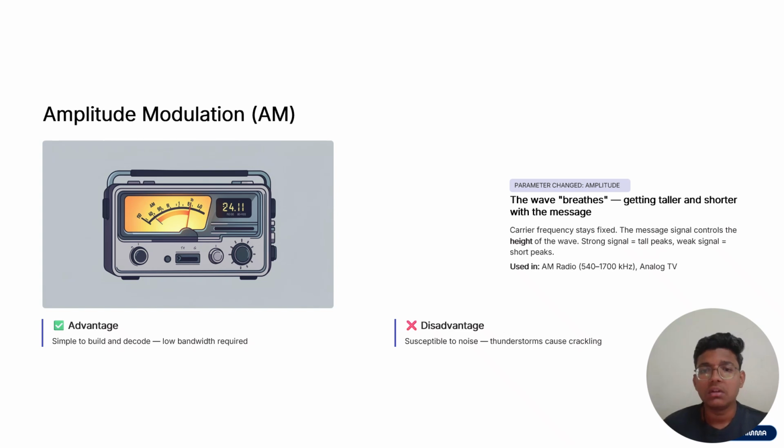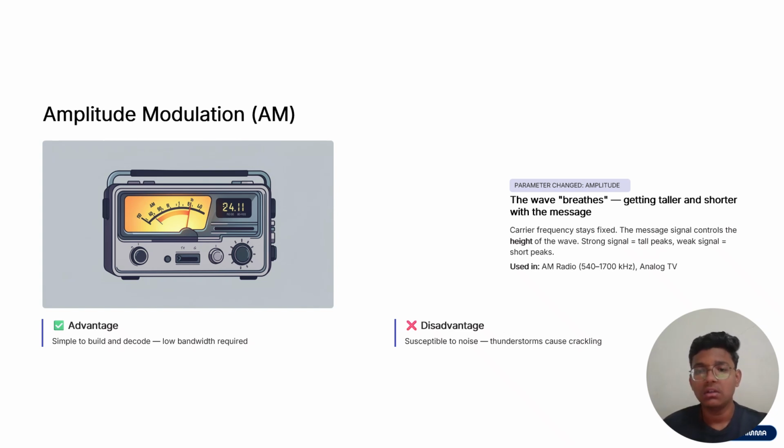Amplitude modulation. Now let's discuss amplitude modulation or AM. In AM, the parameter that changes is amplitude. That means the height of the carrier wave changes according to the message signal. The carrier frequency stays fixed. When the message signal is strong, the carrier wave gets tall peaks. When the message signal is weak, the carrier wave gets short peaks. So we can say the AM wave looks like breathing because it becomes taller and shorter.